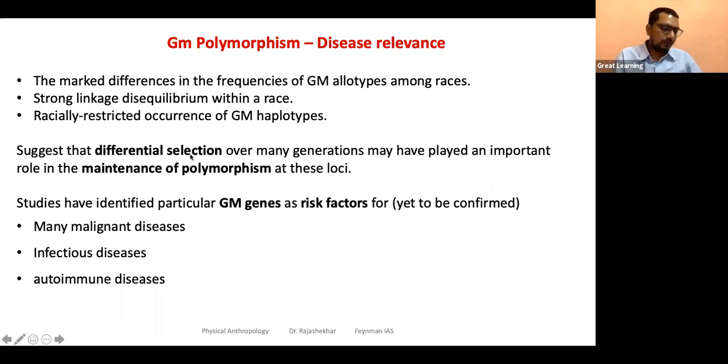Okay, all right. So this is briefly about the GM markers. What are GM markers? Nature of it. Okay, polymorphism. So genetic basis of it and polymorphism and disease correlation we talked about. Okay, this is the first part of the 9.6.